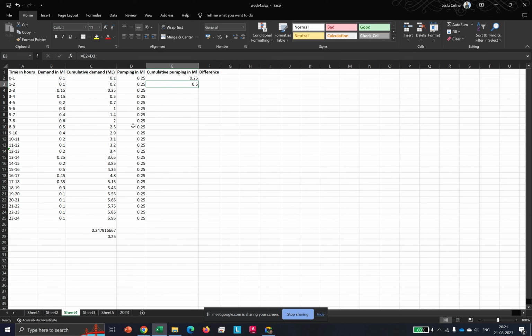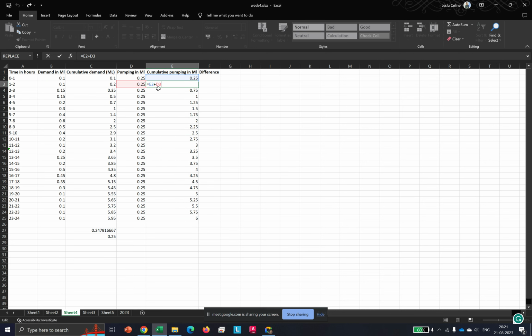But this method is right because in case there's a change in pumping also, we just need to change that value. So just doing that. So we are getting the overall pumping which is there. So I'm just checking it again. So at this particular hour from 3 to 4, we have the previous value plus the value in that particular hour. So this is what I said.